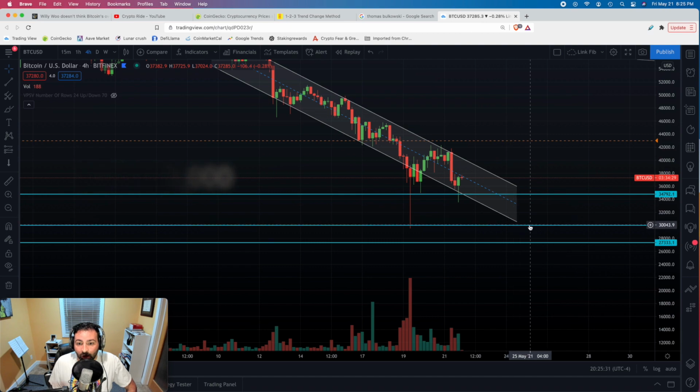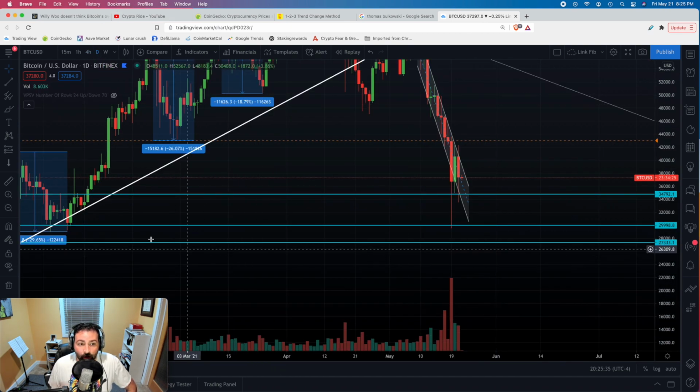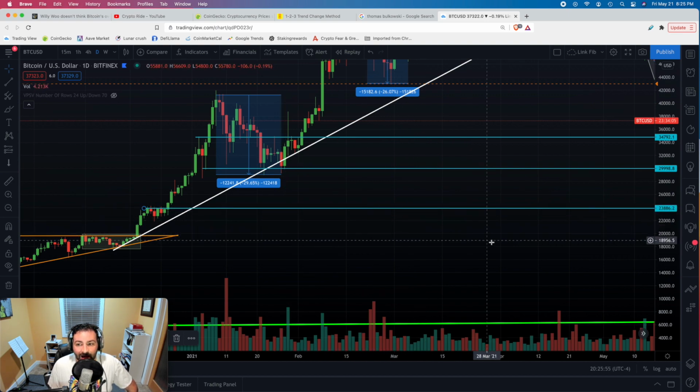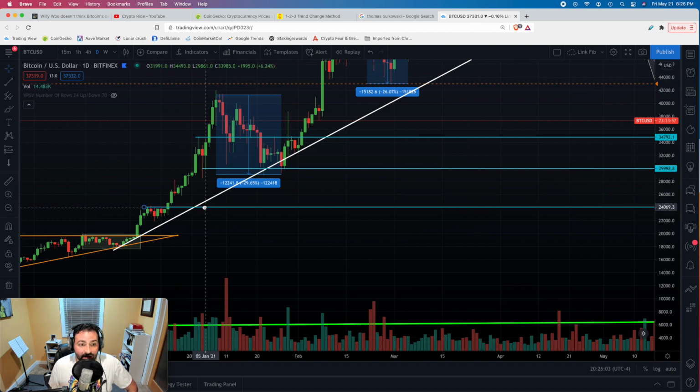And if we fell below that, and if I scroll over, I'll go to the daily candles here. If I scroll a little bit over, you can see we had some resistance and then support at this level here, which is $35,000, which we spoke about. We've got 29. And our next significant level below that is right here at roughly $24,000.